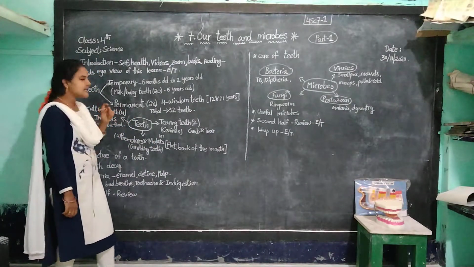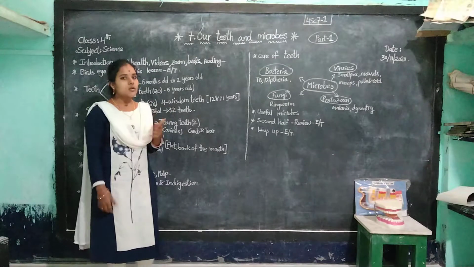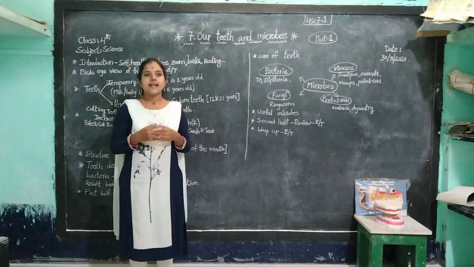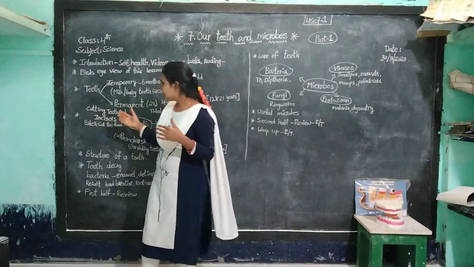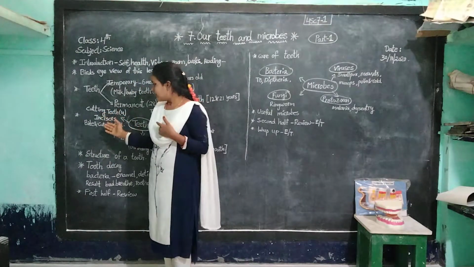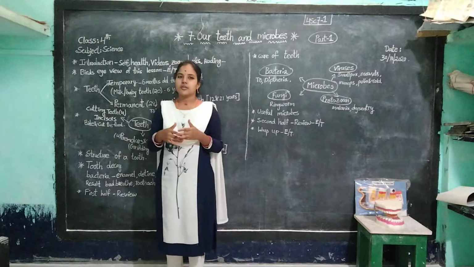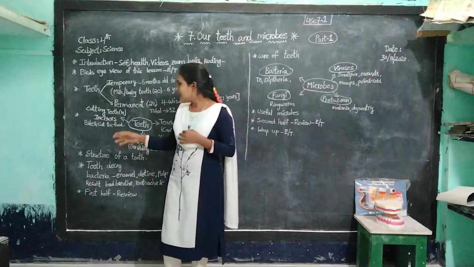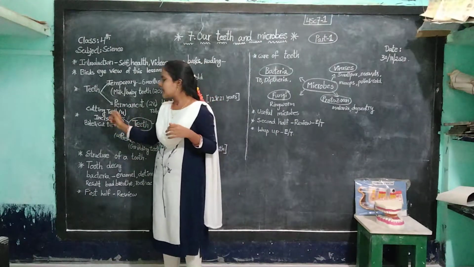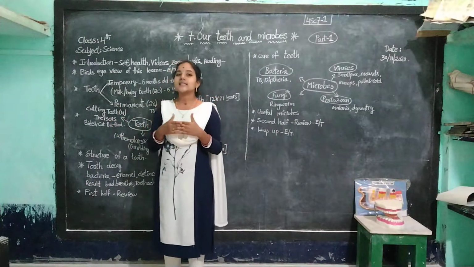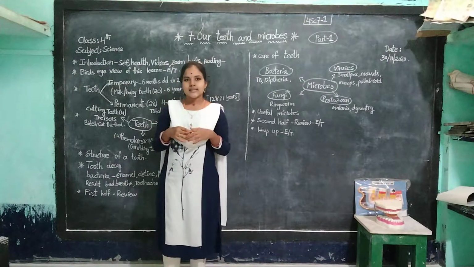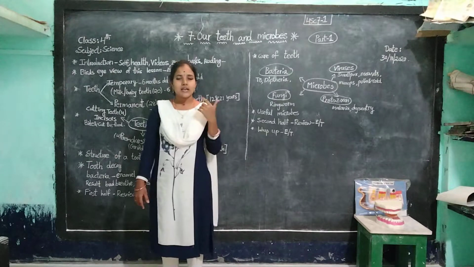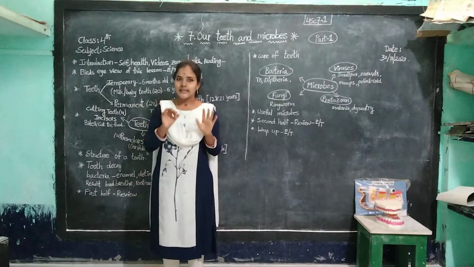First of all, incisors. The incisors are also known as cutting teeth. These teeth are used to bite and cut the food. How many incisors are in our mouth? Yes, in each jaw there are 4 incisors. That means in our mouth totally we have 8 incisors.